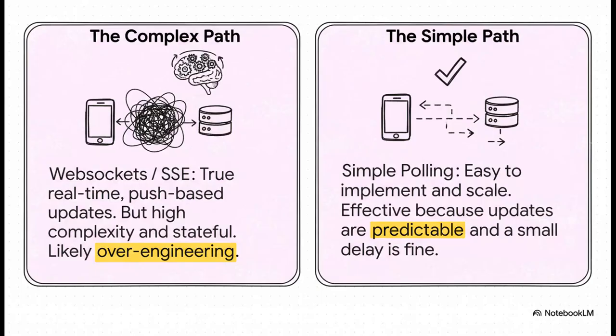Now, when engineers hear real-time, our brains often jump to really complex solutions like WebSockets, which create this constant open connection. But that's kind of like using a sledgehammer to crack a nut here. It's total over-engineering. A much, much simpler approach called polling is actually way better. The key insight is that the user doesn't need perfect, up-to-the-millisecond data. A delay of a few seconds is totally fine, and it won't hurt the experience at all.